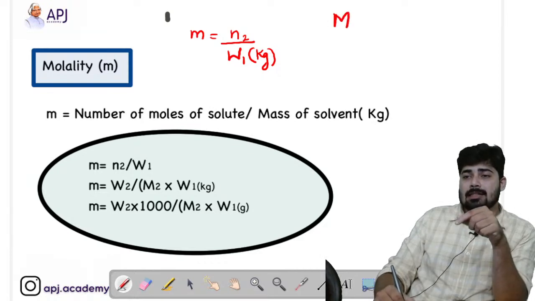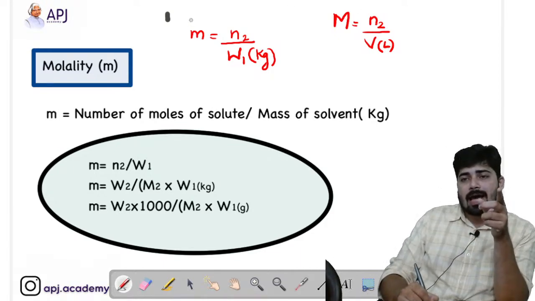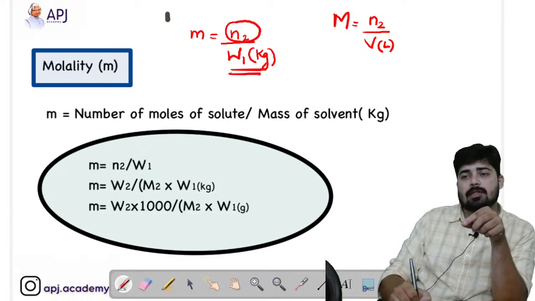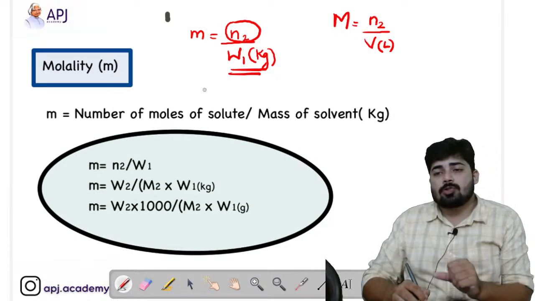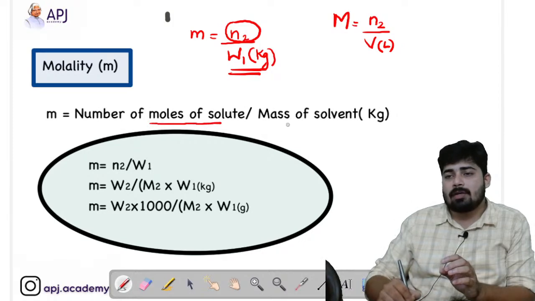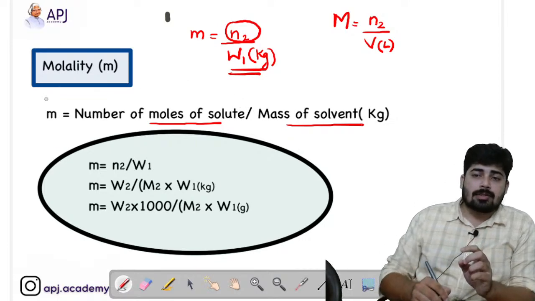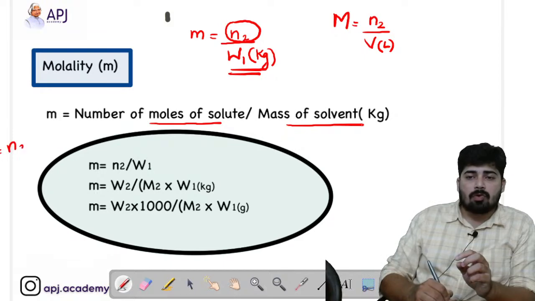See, while finding molarity, we found that it is the number of moles of solute divided by the volume of solution. But in the case of molality, it is the number of moles of solute divided by the weight of solvent. You have to be very clear regarding the formula. So the number of moles of solute divided by the weight of solvent, and the weight of solvent should be expressed in kilogram, right? So let's see this. I can write here: molality equals number of moles divided by weight of solvent in kilogram.